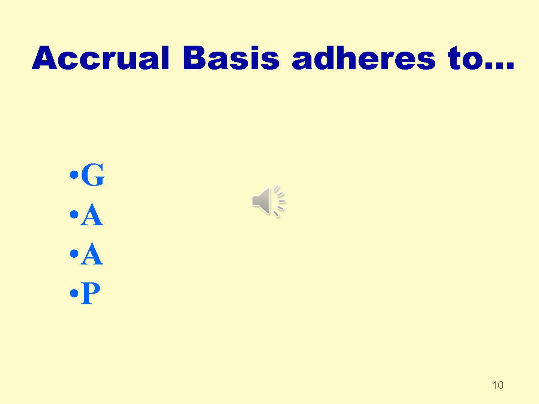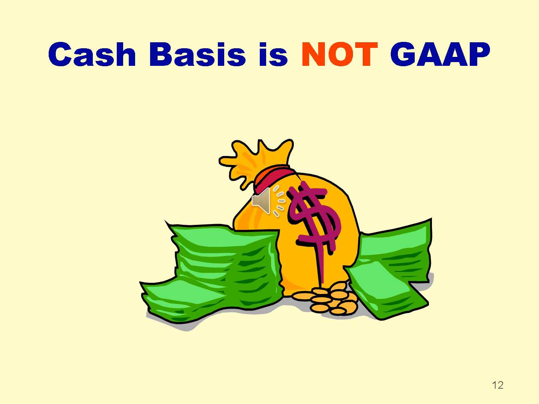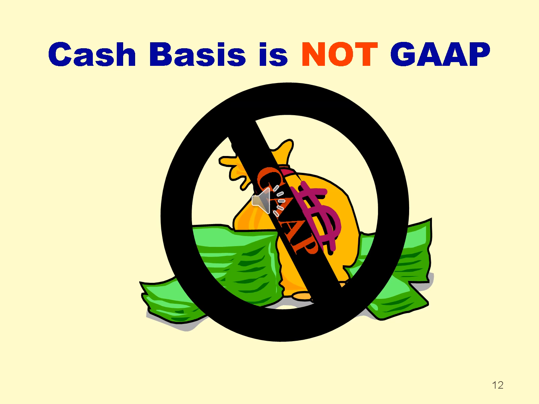In Chapter 1, we learned the rules of accounting. They are called Generally Accepted Accounting Principles, or GAAP. The accrual basis of accounting adheres to these rules. The cash basis does not.